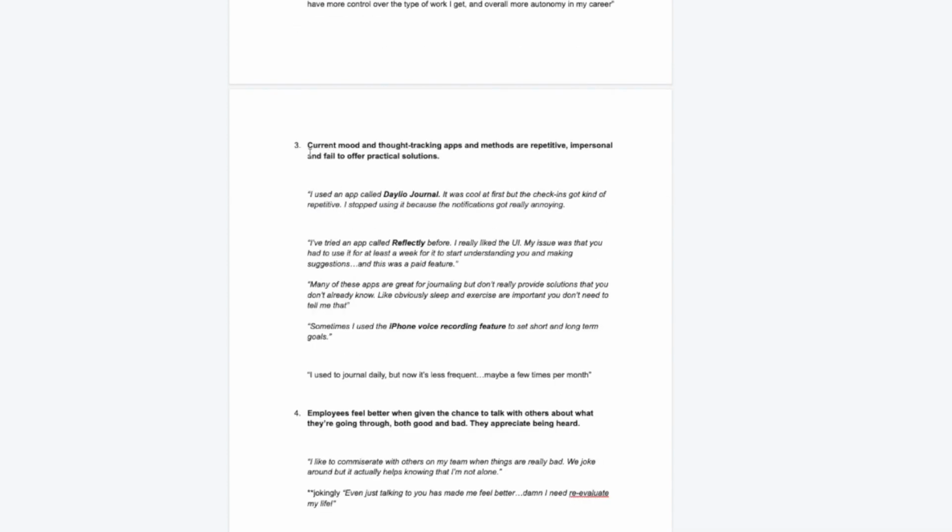Number 3, current mood and thought tracking apps and methods are repetitive, impersonal, and fail to offer practical solutions. For example, this person said, many of these apps are great for journaling, but don't actually provide solutions that you don't already know. Like obviously sleep and exercise are important. You don't need to tell me that.